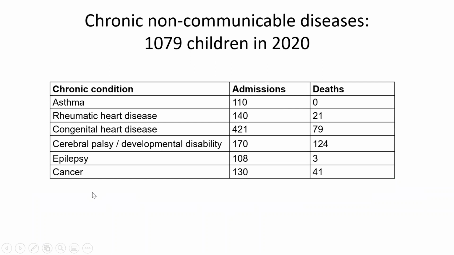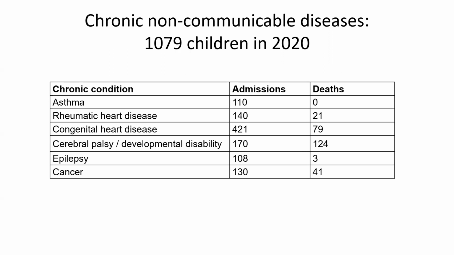I mentioned that the chronic non-communicable diseases have increased, and I think it's only in the last few years we've started to record these conditions in the PHR a bit more regularly. And you can see that I won't go through this too much, but in 2020 we had over 1,000 children admitted with chronic non-communicable diseases.